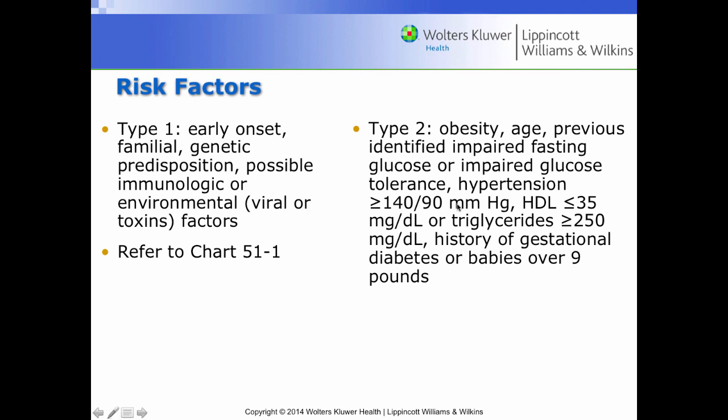The presence of hypertension increases the risk. The presence of dyslipidemia, so an HDL that's too low, or an LDL that's too high, or triglycerides that are too high. A history of gestational diabetes, or having a baby that goes over 9 pounds, which is somewhat suggestive of gestational diabetes, even if it was subclinical. Okay.